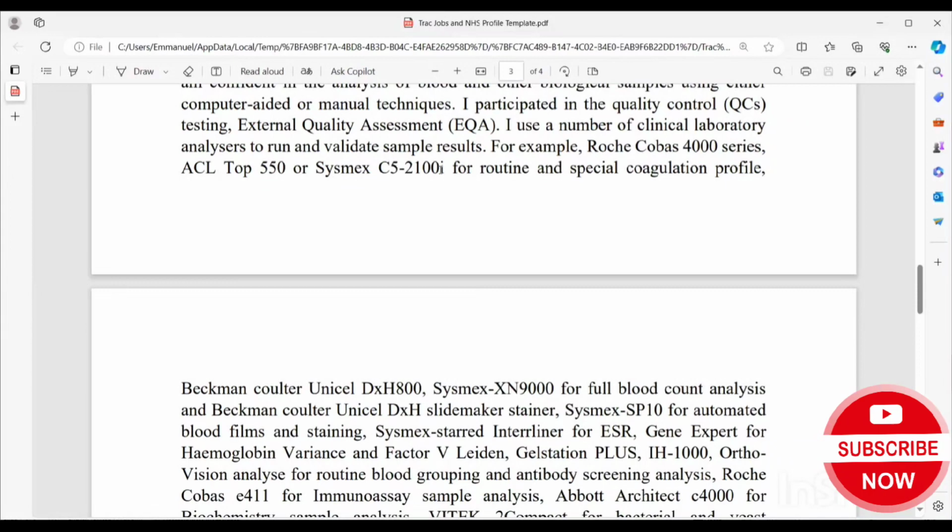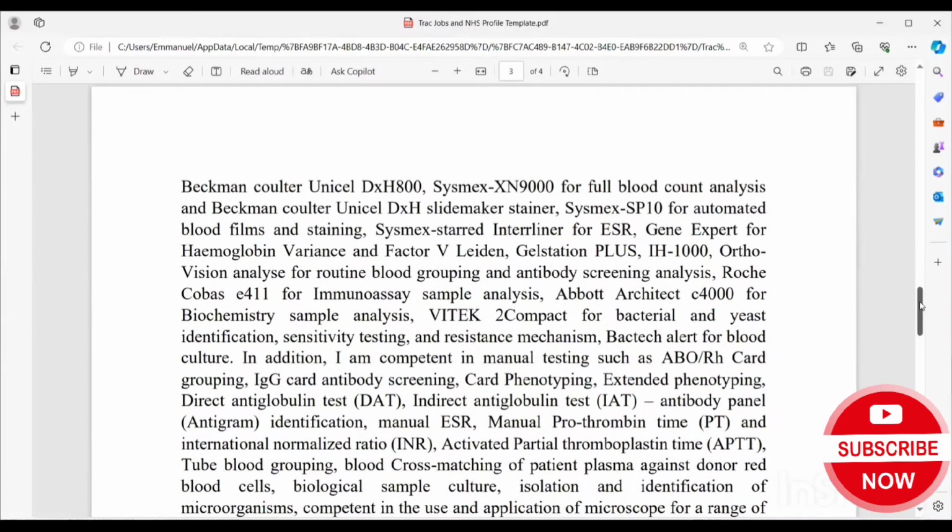Roche, LCL top and all of that, for what? Routine and special coagulation profile. In fact, you can even give an example of what you've used it for. Okay, then Beckman Coulter and all of that, you've used it for this. You can mention each of the analyzers that you've used. Vitek 2 Compact for bacteria and yeast identification. You can say all of that, okay?